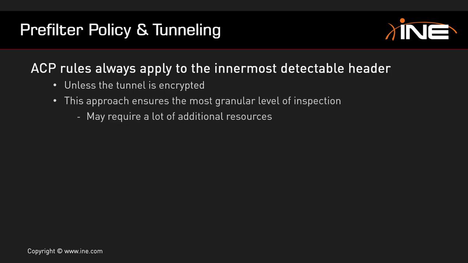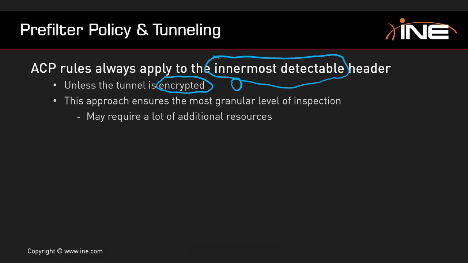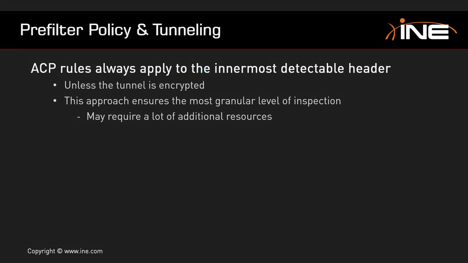The only exception is actually the communication which is encrypted. In this case, we will be looking at the header which is in clear. This is going to be the outer header. But in all other cases, ACP is always going to be looking at those internal structures. And this is good because, again, it gives us that flexibility as we build our policies. But the drawback is that it might take a lot of additional resources, especially when there are going to be a lot of tunnels traversing through the FTD unit.